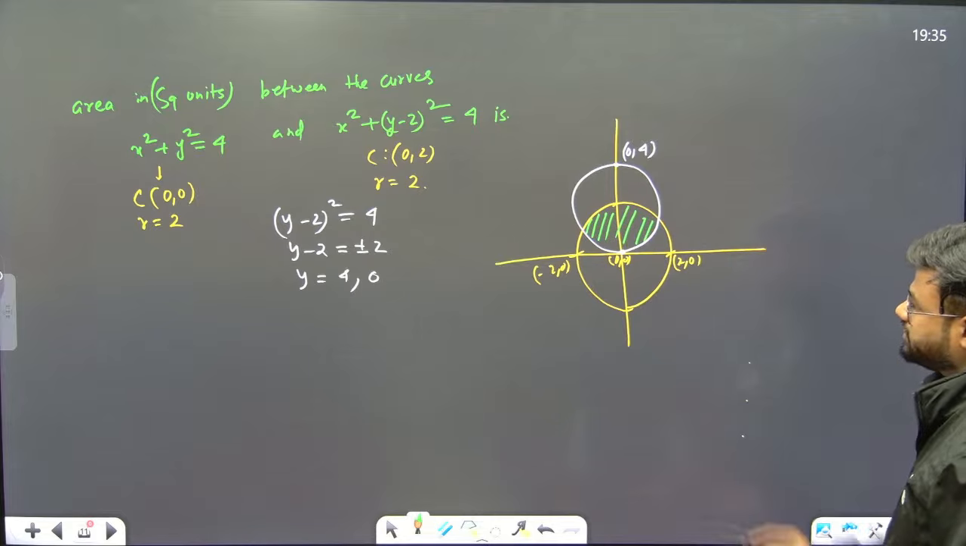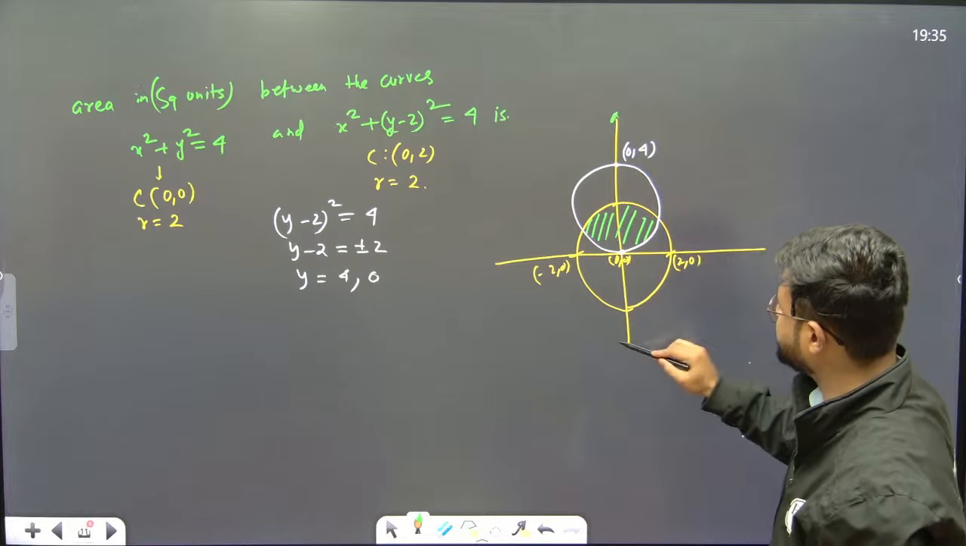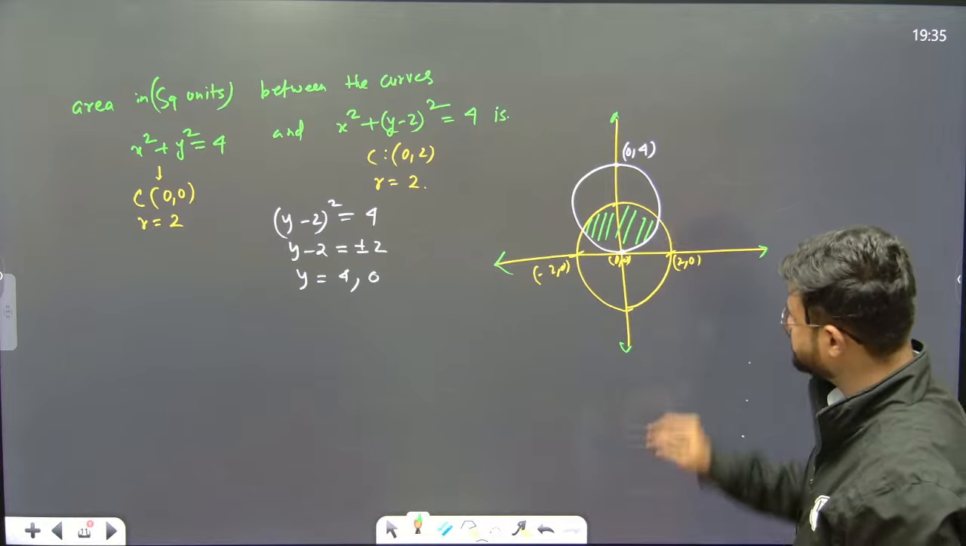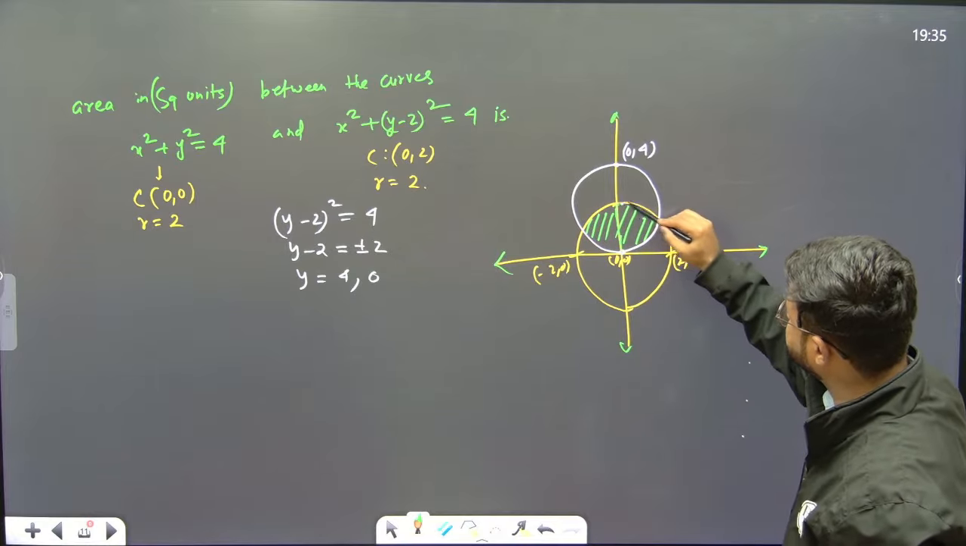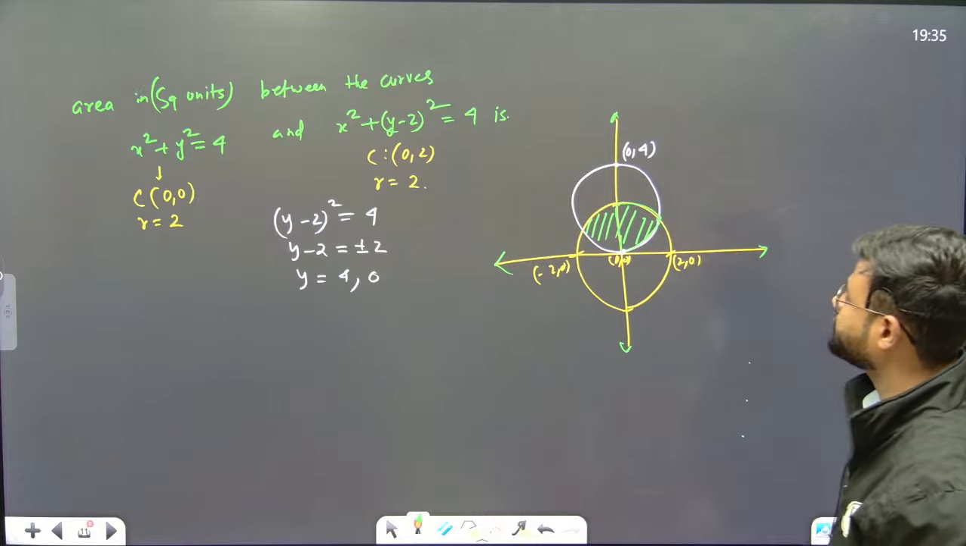For that, I think all of you have observed this graph is symmetrical about the y-axis, right? So I just need to calculate this. Let's mark this area. This bounded area I will calculate and then double it. So for that you need to find the point of intersection.